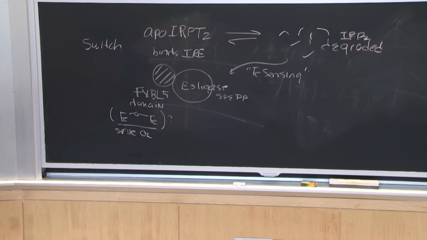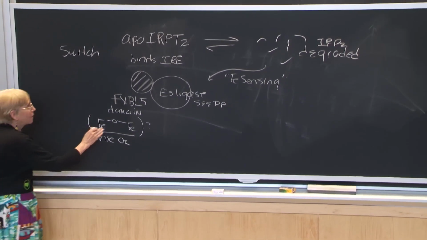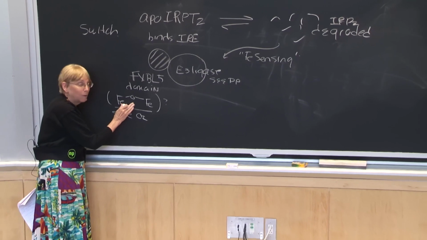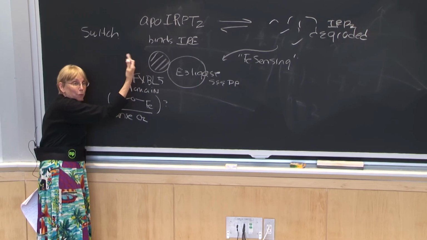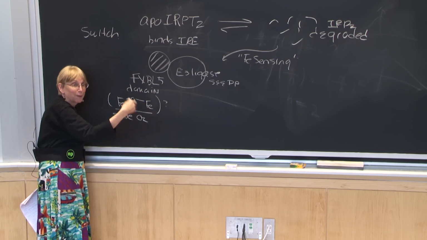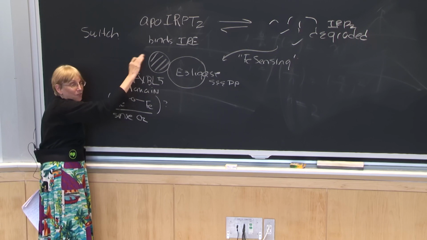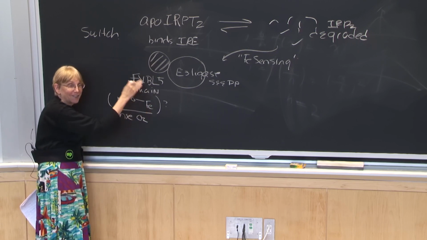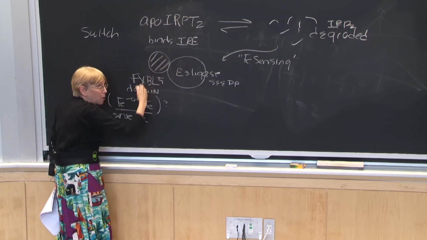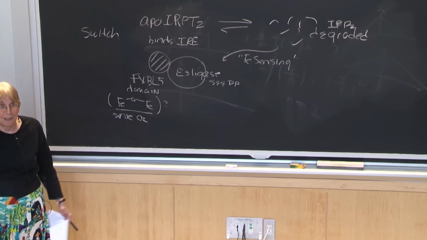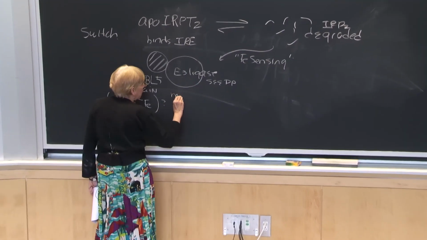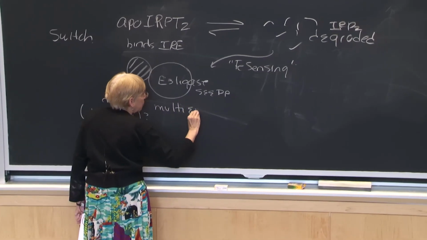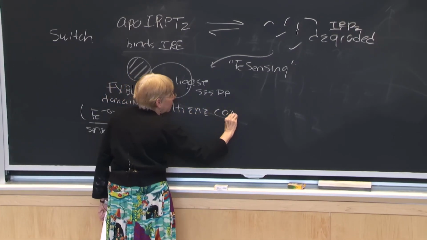So if you're at low iron, there's no iron bound to this little domain, and there's a consequence. I'll show you what that is. But if it's high iron, it has a different consequence. So the sensing is back a step. Remember I told you E3 ubiquitin ligases are multi-enzyme complexes. So this is part, as you'll see in a minute, of the multi-enzyme complex.